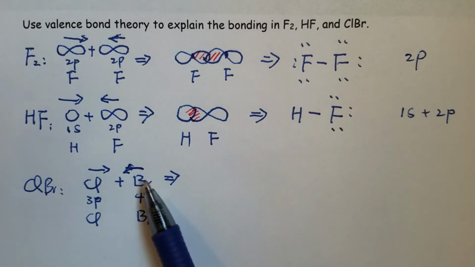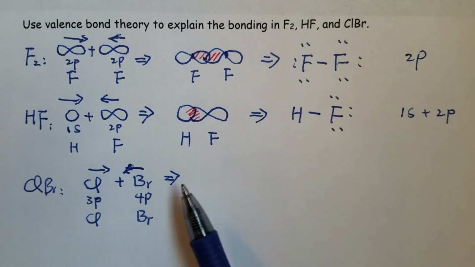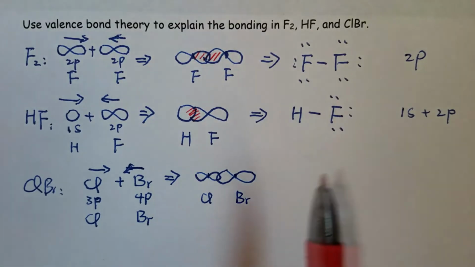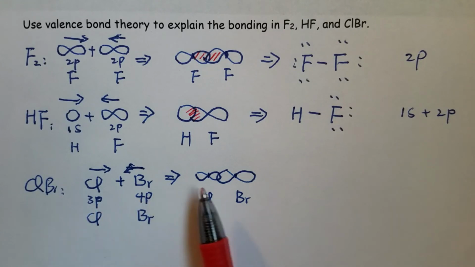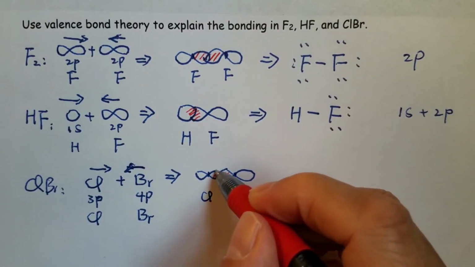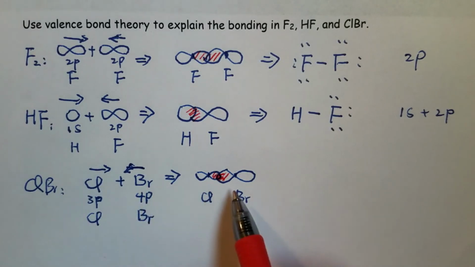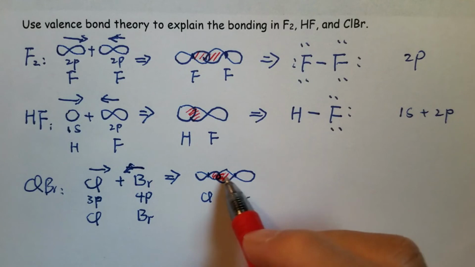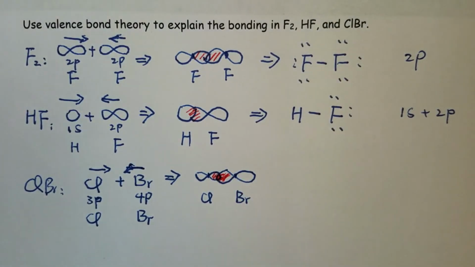When those two approach to form the ClBr molecule, the 3p orbital from chlorine overlaps with the 4p orbital from bromine. You see, then here it forms a sigma bond.